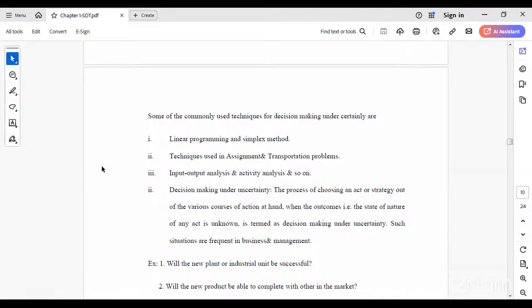Uncertainty. What is uncertainty? We don't know what is happening. We don't know what is going to happen the next minute, the next second. That is uncertainty.